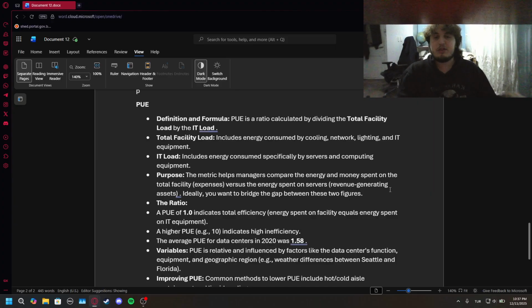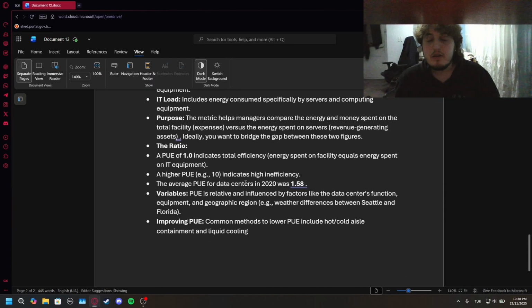The average PUE for data centers in 2020 was 1.58. And imagine, this was in 2020, so these days it is probably different. I think it is around 1.30 maybe, and I am not entirely sure. Perhaps it is around that. You can look it up. I mean, it is an interesting topic. If it wasn't, why would I be talking about it?